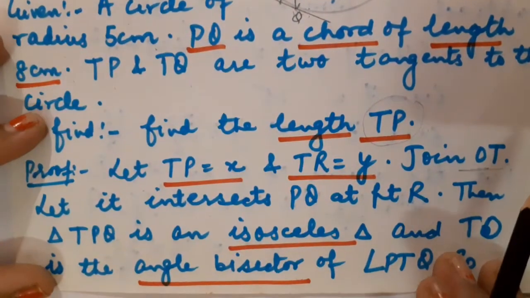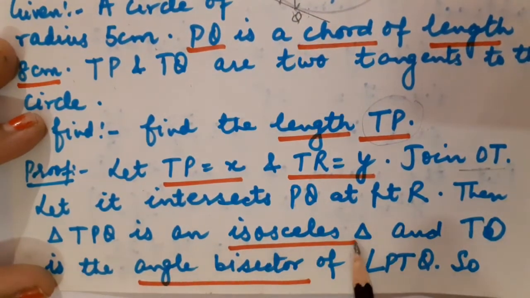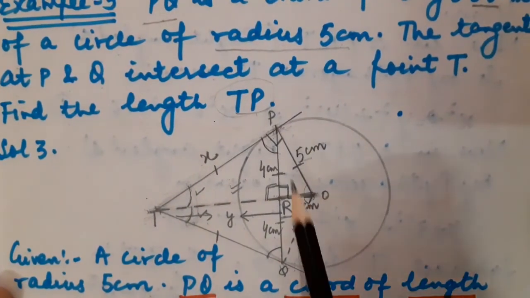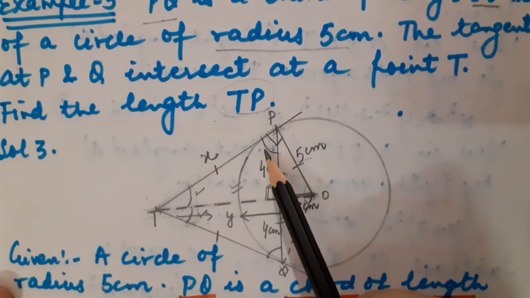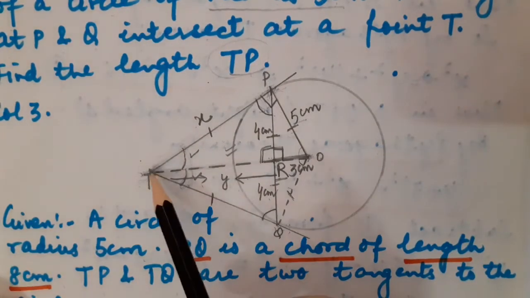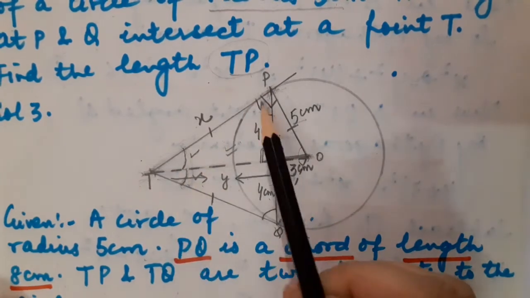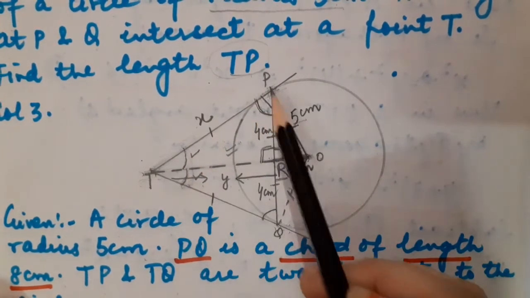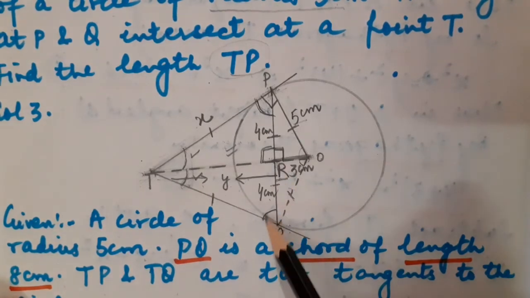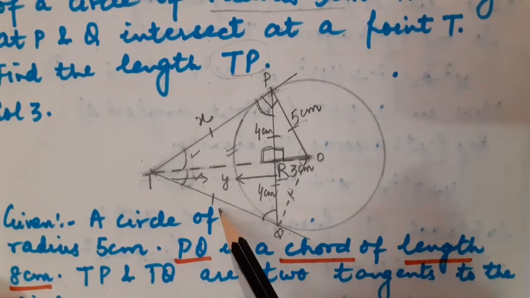Fine. Now children, TPQ will become an isosceles triangle. How will it become an isosceles triangle? Because, have a look here, the lengths of the tangents from an external point are equal. So this angle, that is TPR, must be equal to TQR. Why? Because it will become an isosceles triangle, so base angles must be equal.